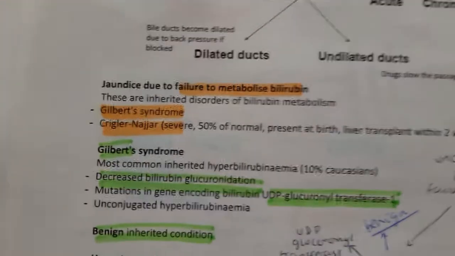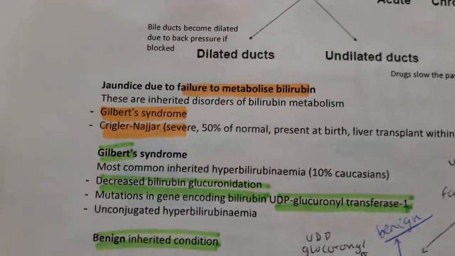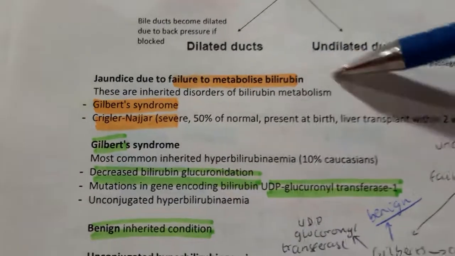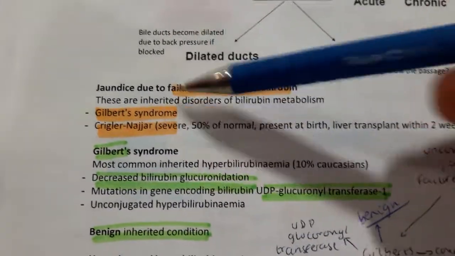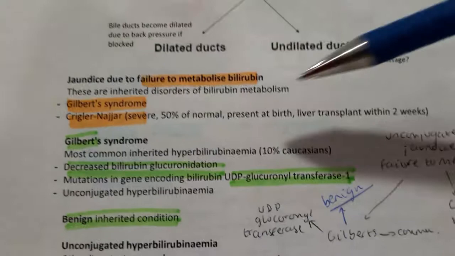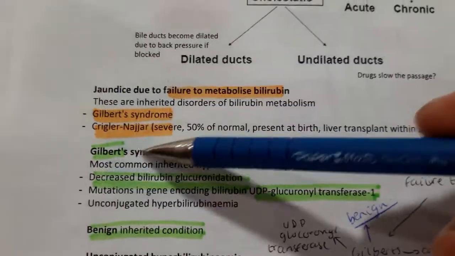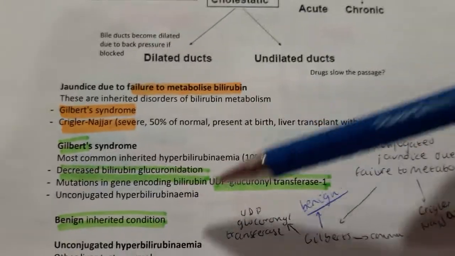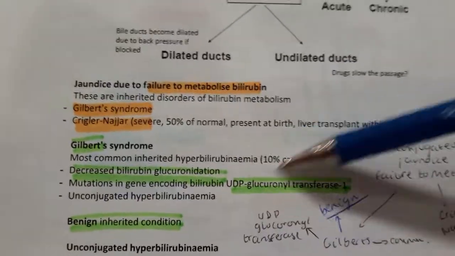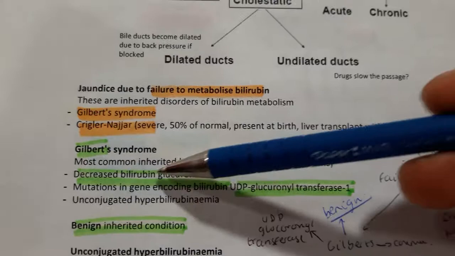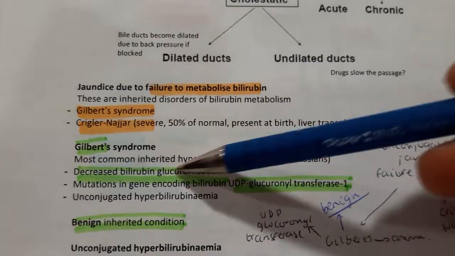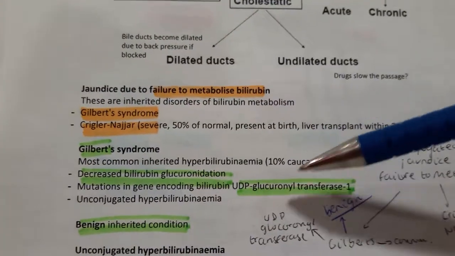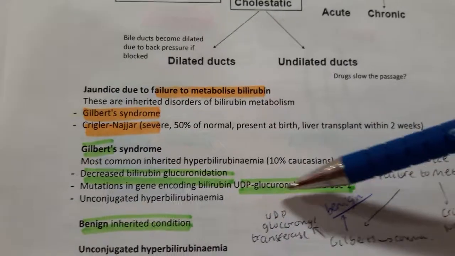So let's look at jaundice due to failure to metabolize bilirubin. So these are inherited disorders of bilirubin metabolism. There's two that you need to know about: Gilbert syndrome and Crigler-Najjar, which is less important. So Gilbert syndrome, one thing important is that it's a benign inherited condition, so it's not necessarily bad, and quite a lot of people have it, 10% of Caucasians. And as I said, it's a mutation in the UDP glucuronyl transferase, which conjugates the bilirubin into conjugated bilirubin.